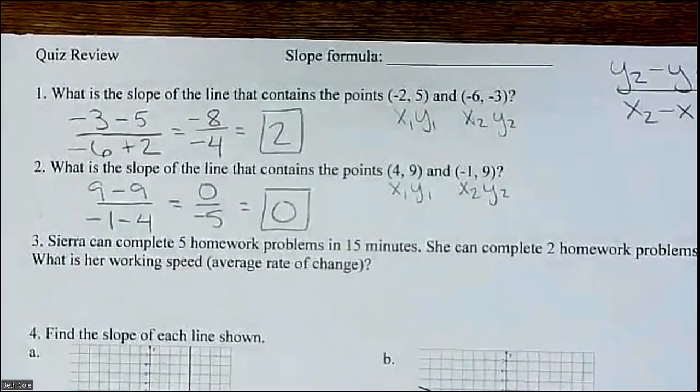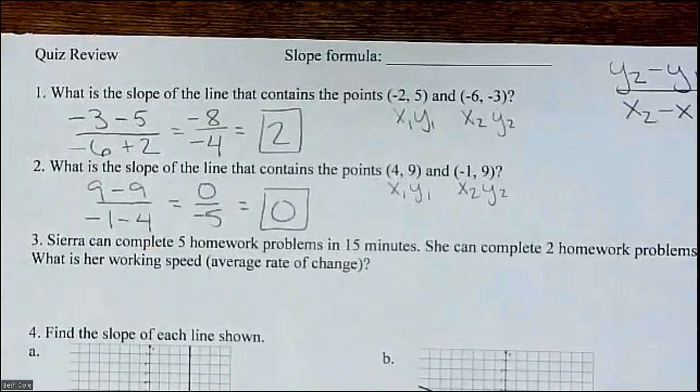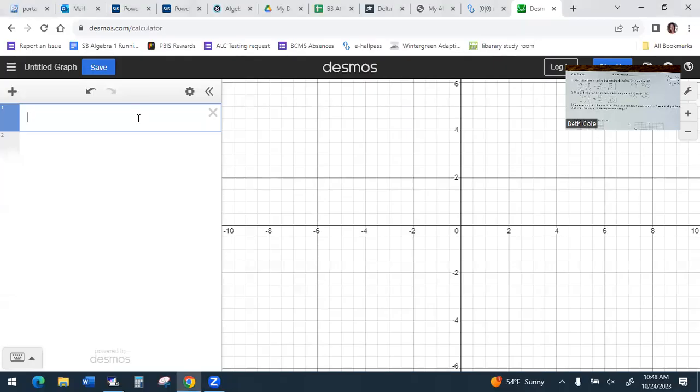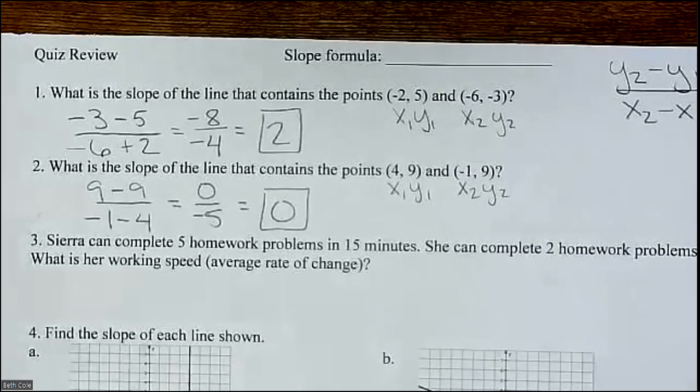And if you type it in the calculator, it will show you that. Look, I'm going to show you right now. 9 minus 9 divided by -1 minus 4. Do you see how it comes out to 0? Are we all okay? Yeah. If it comes out to undefined, it will literally say the word undefined right there. Like it'll tell you the answer.